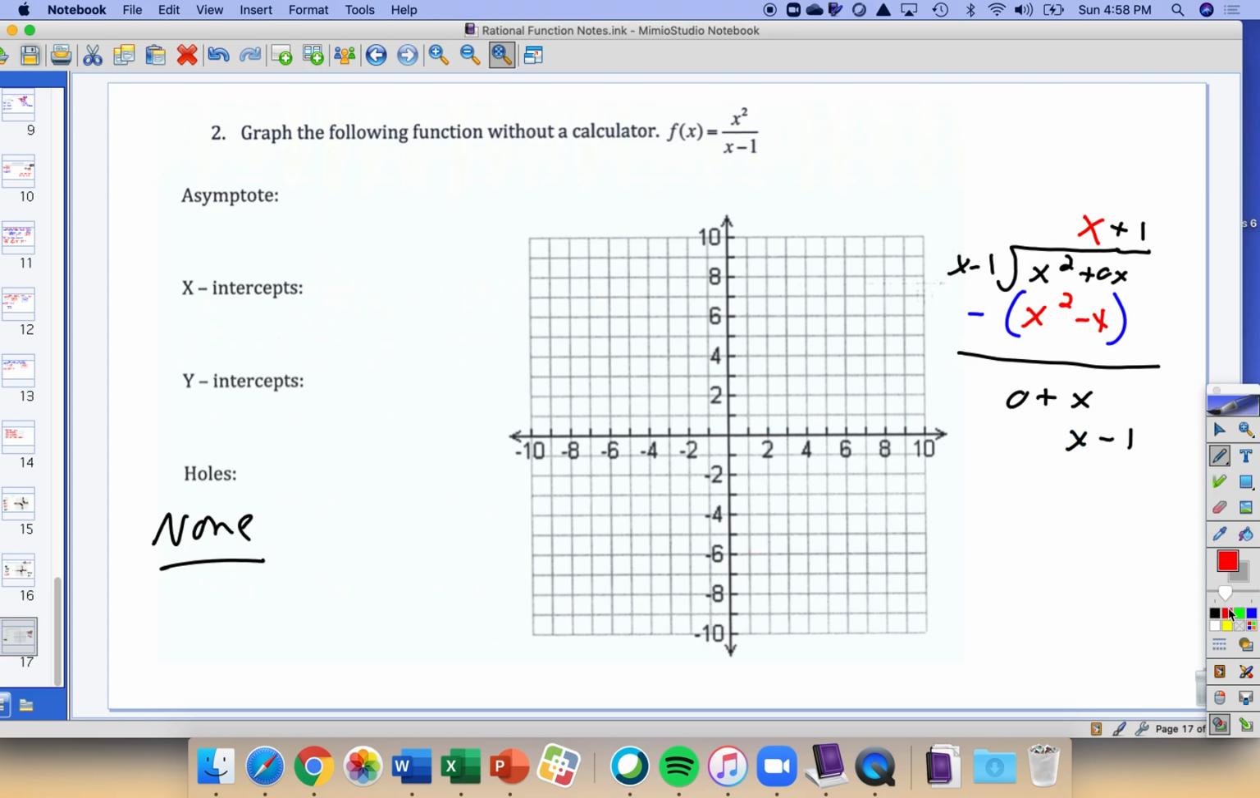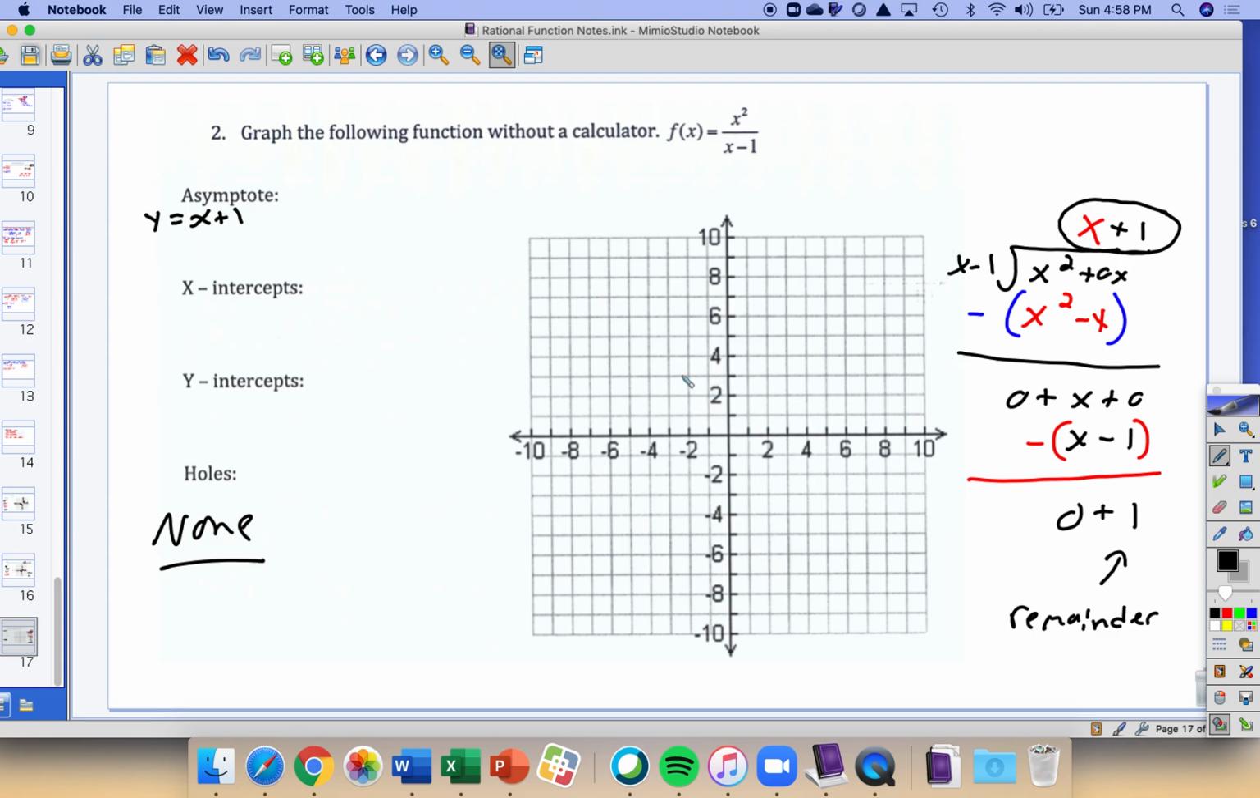And then again, I'm going to subtract this from x. So x minus x gives me 0. And then again, 0 minus negative 1 gives me a positive 1. What multiplies to x to get 1? And the answer is nothing. This is my remainder. And again, a remainder is not important when we're dealing with a slant asymptote. This is my slant asymptote. So I have an asymptote at y equals x plus 1.